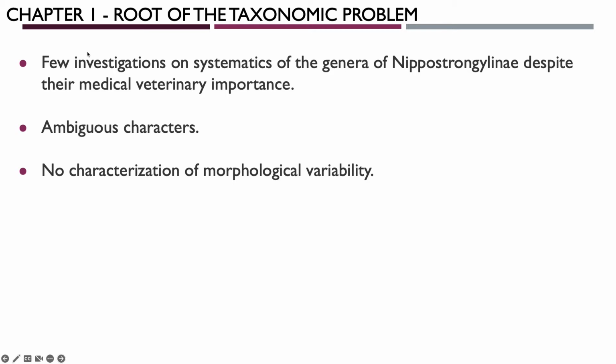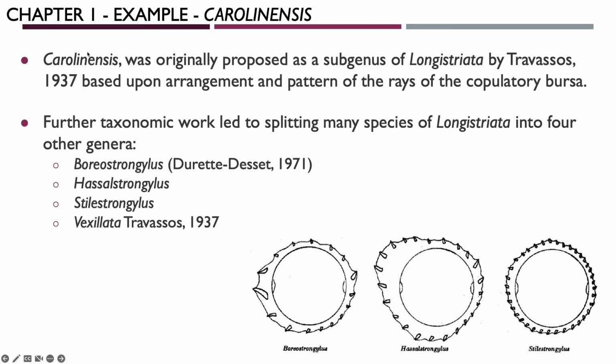And that's my goal: few investigations on the systematic genera of the Nippostrongylinae, despite their medical and veterinary importance, which is an issue. The characters are ambiguous and there's no characterization of morphological variability. And this is an example, Carolinensis, a genus true and dear to my heart.